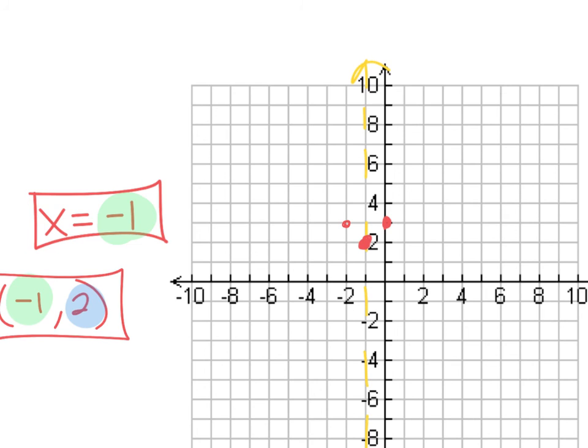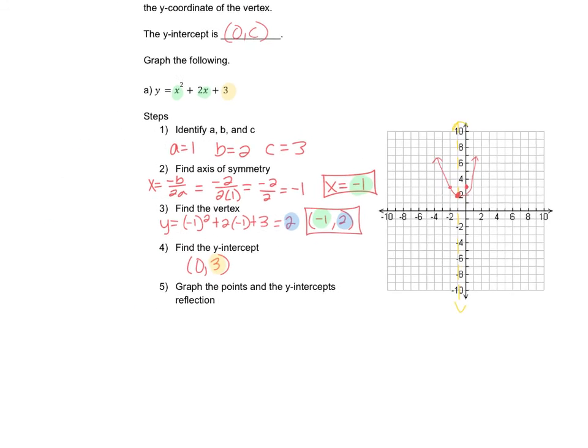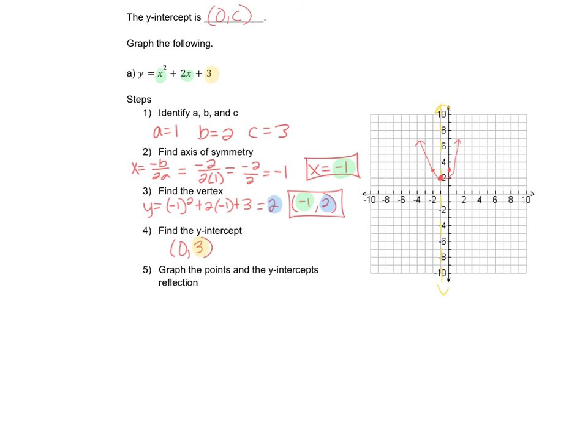That's enough to make a rough sketch. Oops, sorry. So draw your parabola. Don't forget your arrows. Sorry, mine's really bad, but you get the idea. And that's how you graph a parabola in standard form. Let's do a few more.